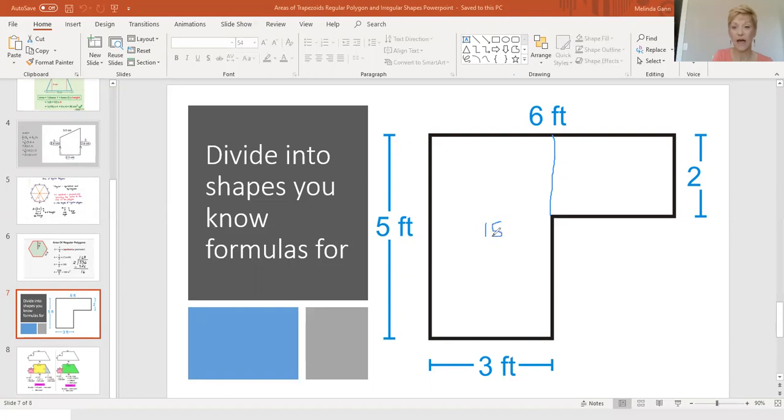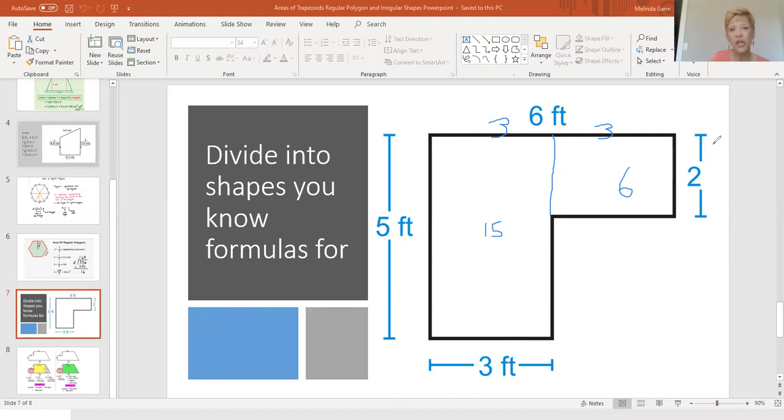And again, how long is this length? Well, if this is 3, then the side across from it, if it's a rectangle, is going to also be 3. Well, if the whole thing is 6 and this is 3, do you see that that would leave 3 over here? And again, 3 times 2 is going to be 6. So the scratch work would be different, but when I add those two, I also get 21 square feet.